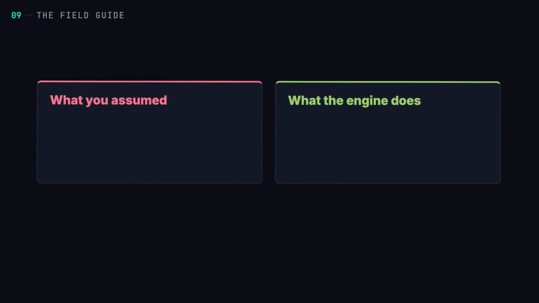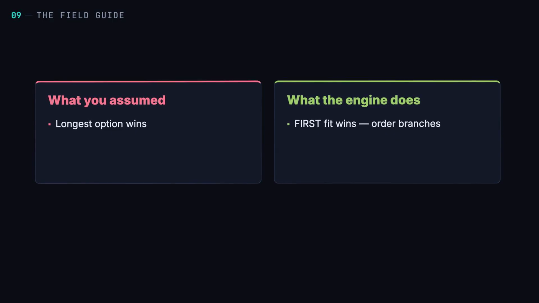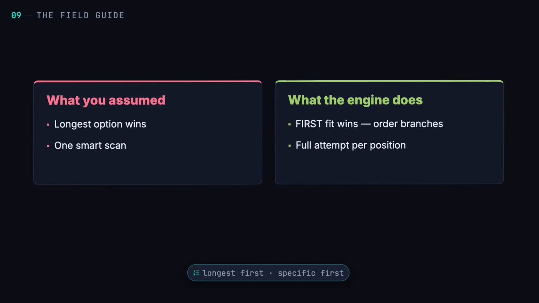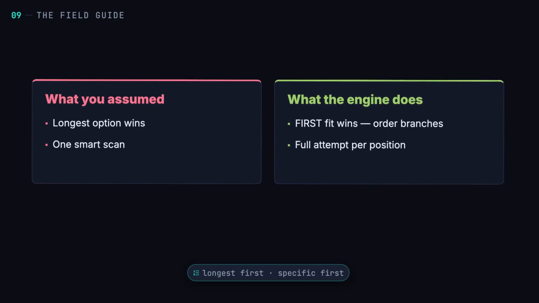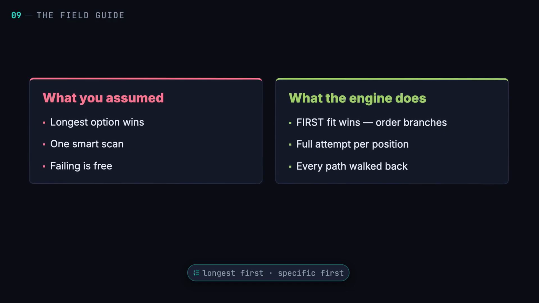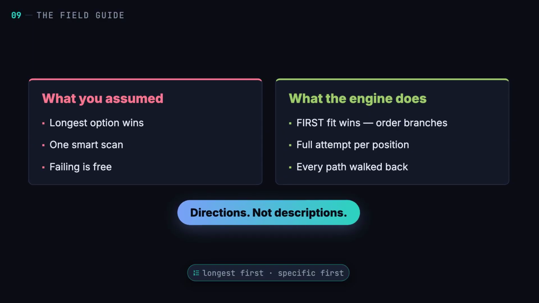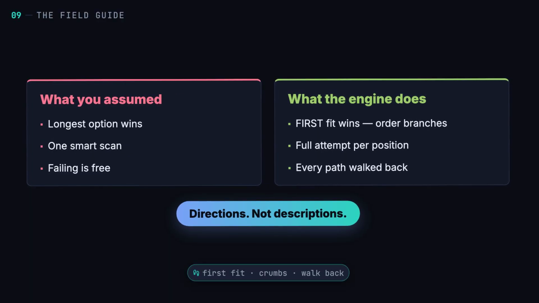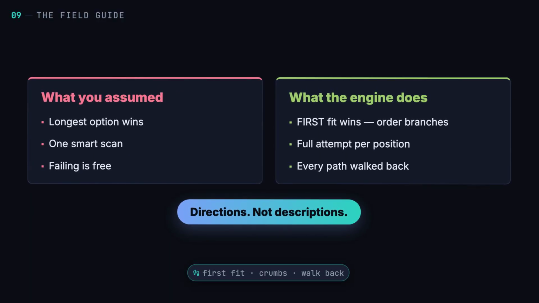Your field guide. What you assumed against what the runner actually does. You assumed the longest option wins. It is the first fit that wins. So write alternations longest first, most specific first. You assumed one smart scan. It is a full attempt from every position. Anchor your patterns when you can. You assumed failure is free. Failure means walking every path back. Fewer forks, faster regex. Trace like the runner. First branch, breadcrumb at forks, walk back on failure. Do that and no match will ever surprise you again.